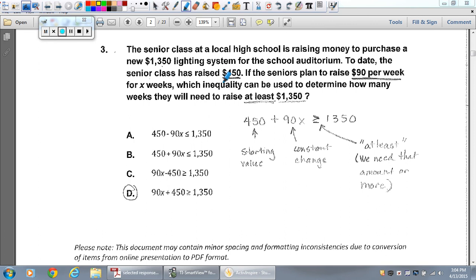The third one, you know what they've raised, so that's your starting value, and this is how much per week. And if you have to have at least 1,350, that means you'd be happy with that much or more. So greater than or equal to.